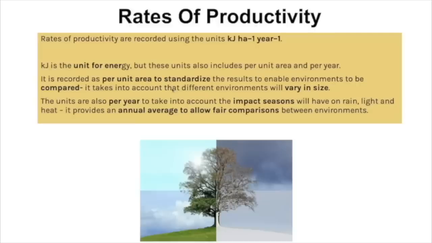The units are also per year to take into account the impacts of the seasons. So when you have rain, when it's light or when it's less light, the temperature changes. That's going to affect the productivity because it affects photosynthesis. So we do it per year, so you have an annual average, so it's a fair comparison.